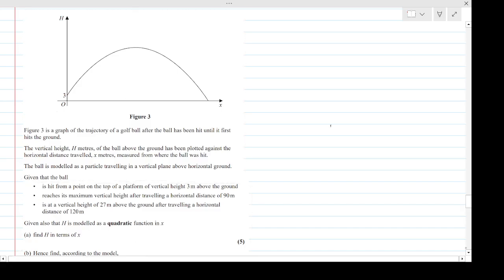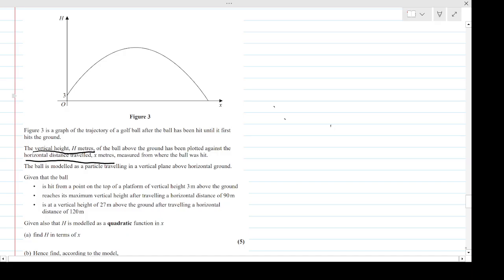We're given that figure 3 is a graph of the trajectory of the ball after the ball's been hit until it first hits the ground, which should be there. The vertical height, again, I'm going to underline it, h meters of the ball above the ground has been plotted against the horizontal distance, x meters. Again, pretty similar. The ball is modelled as a particle. This is very early on in the course, so I'm not going to talk about that now, but the ball is modelled as a particle travelling in the vertical plane. Again, that's just saying it goes up, basically, above horizontal ground.